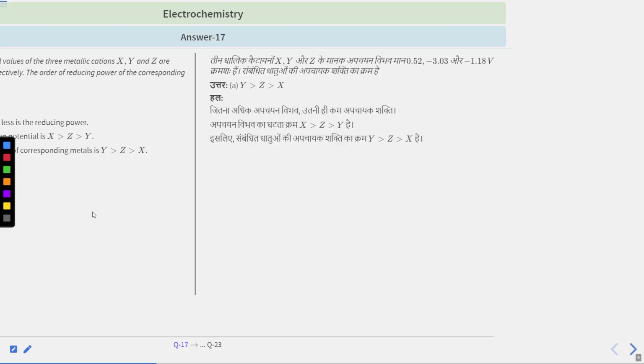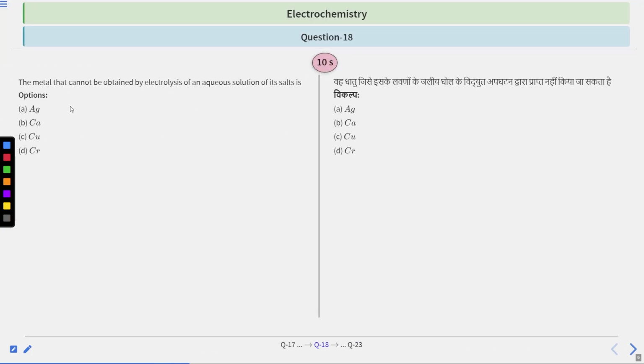Okay, moving to our next question, number 18. The metal that cannot be obtained by electrolysis of an aqueous solution of its salt is: the metal that we cannot obtain by the electrolysis of an aqueous solution of its salt. The options are silver, calcium, copper, or chromium.